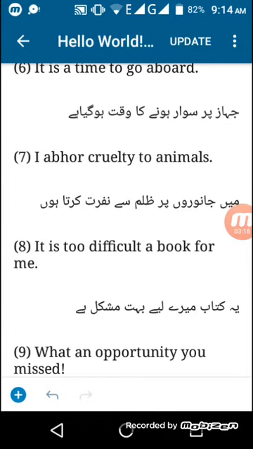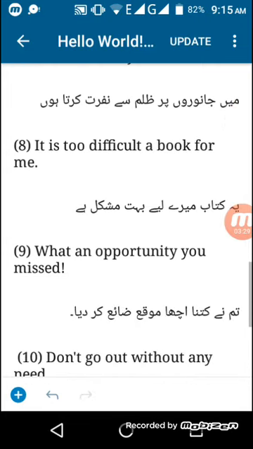The next sentence is it is too difficult a book for me. It is too difficult a book for me, which means ये किताब मेरे लिए बहुत मुश्किल है. The ninth one is what an opportunity you missed. What an opportunity you missed, which means तुमने कितना अच्छा मौका ज़ाया कर दिया.